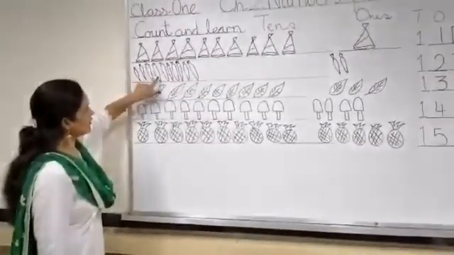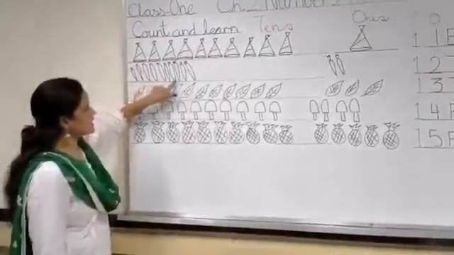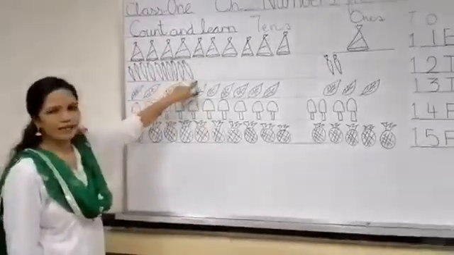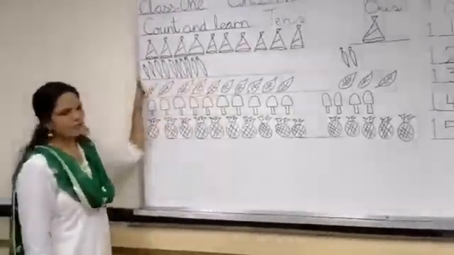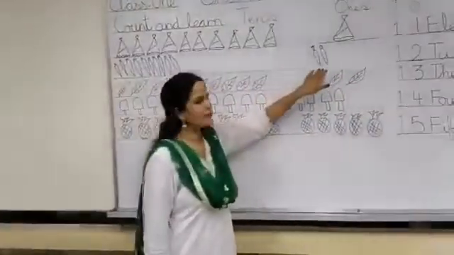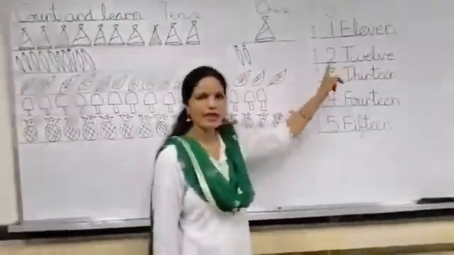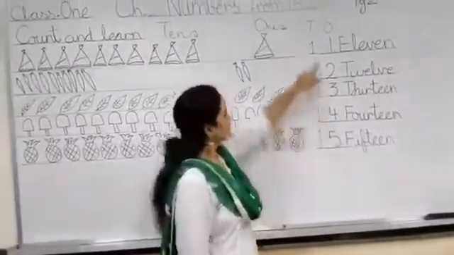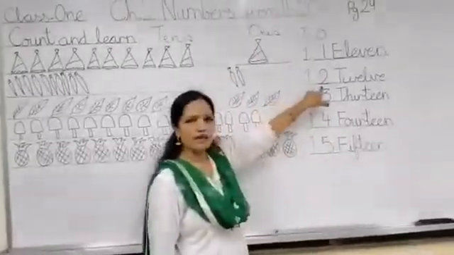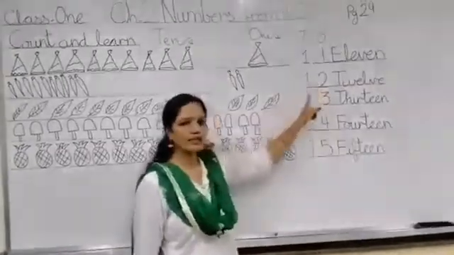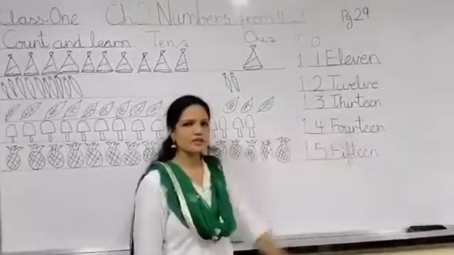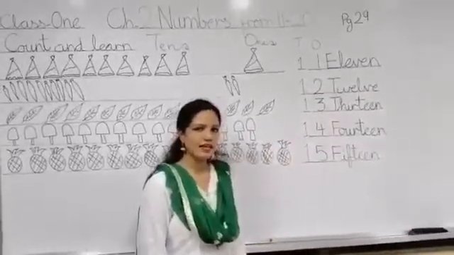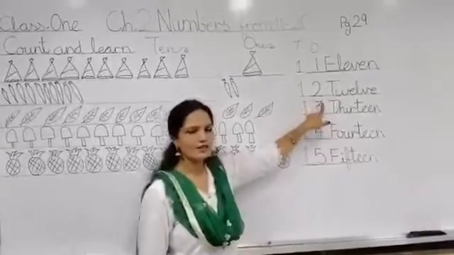Next object is radish. Let's count the radish. 1, 2, 3, 4, 5, 6, 7, 8, 9, 10. These are 10 radish. So 10 and 2 make 12. What does it make? 12. How many ones and tens in 12? 1 ten and 2 ones. Can you repeat after me? Yes. 1 ten and 2 ones.